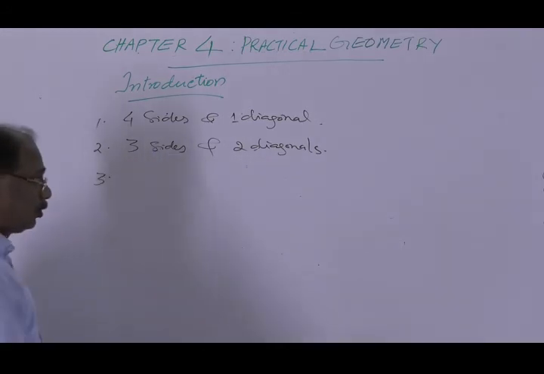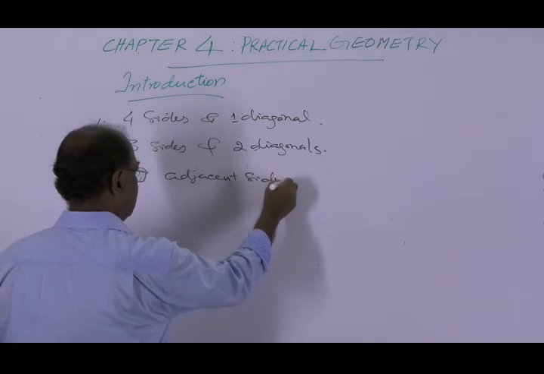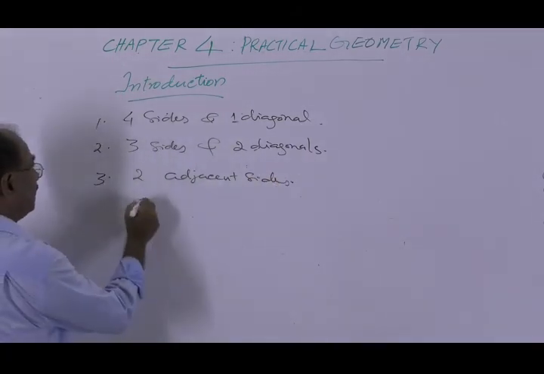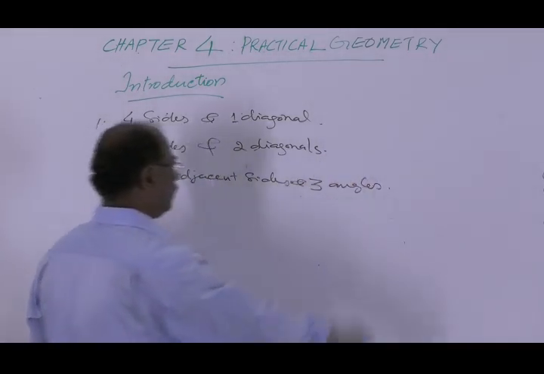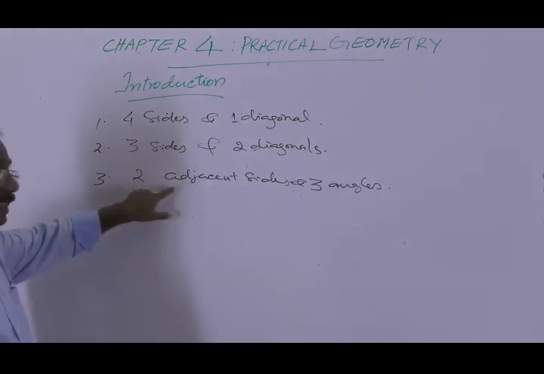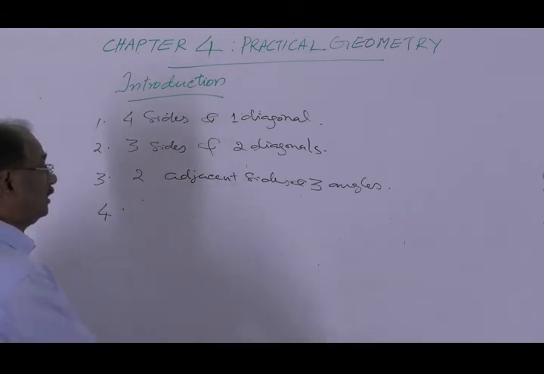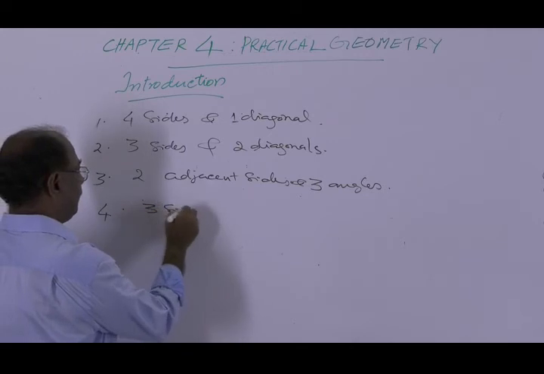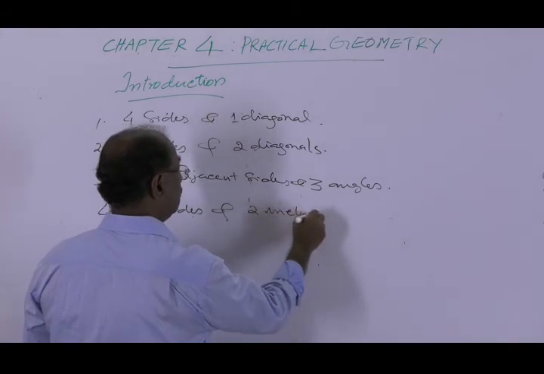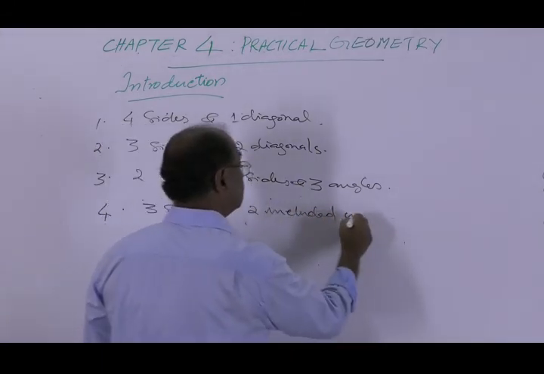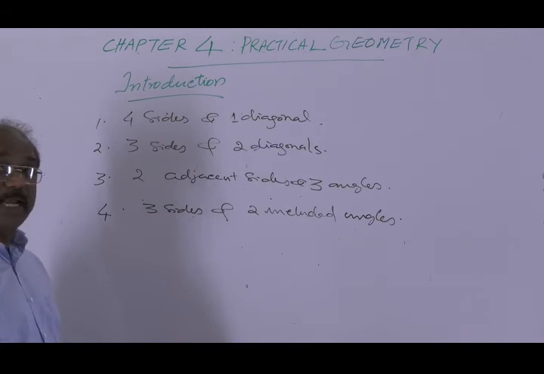And third case, two adjacent sides and three angles. Then we can construct a unique quadrilateral. The fourth case is three sides and the two included angles.